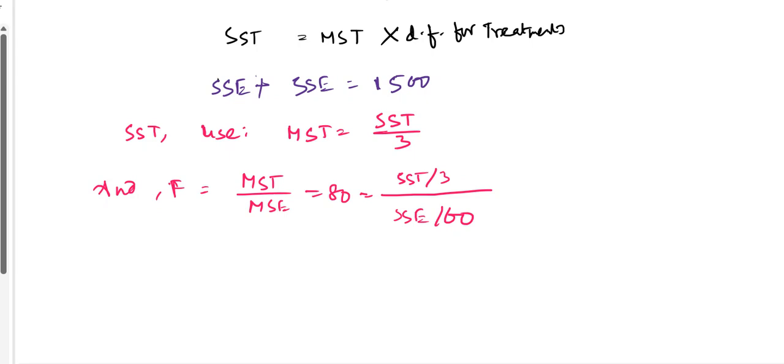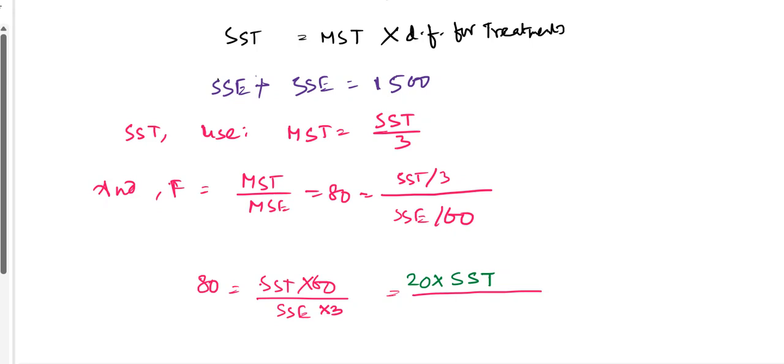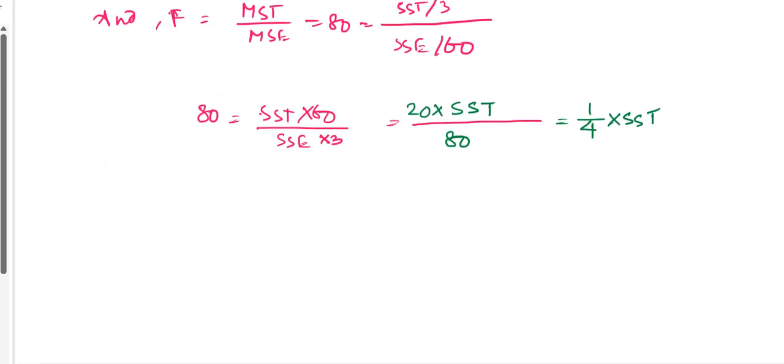Right, now what will we do, we will solve this equation. Now solving, 80 equals to SST into 60 by SSE into 3. So that means the value is 20 into SST by 80, that means 1 by 4 into SST.